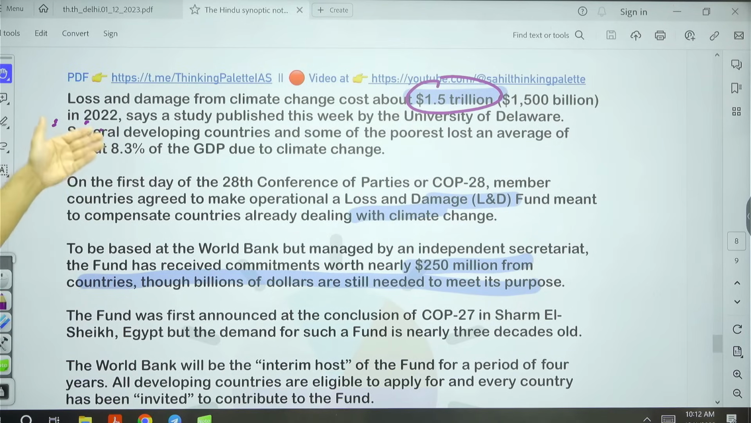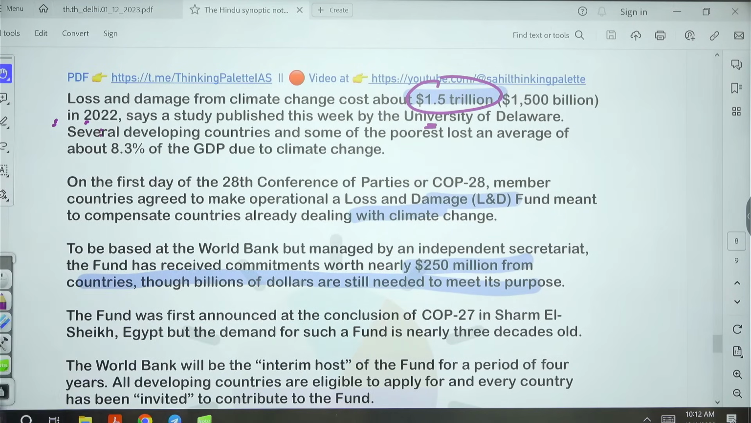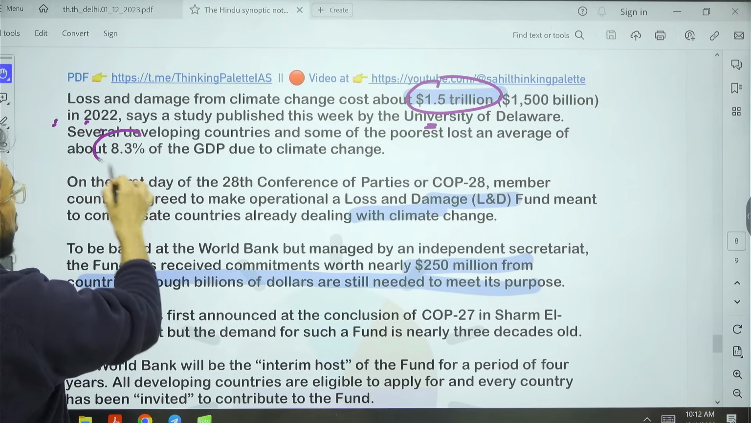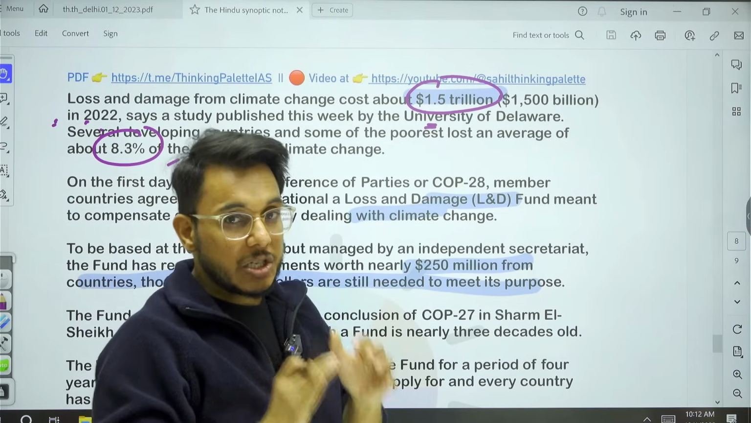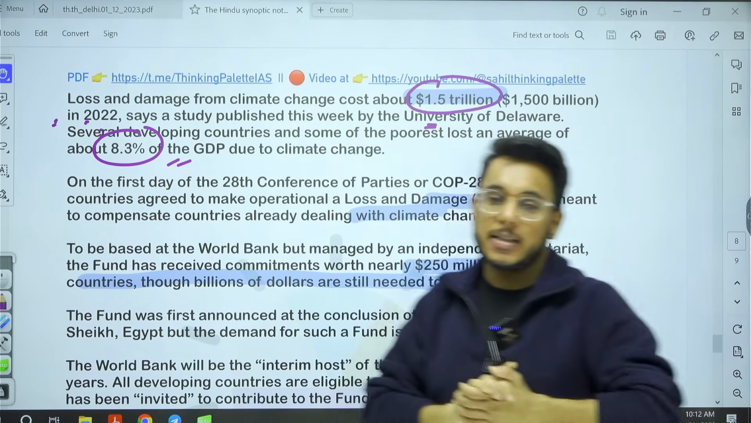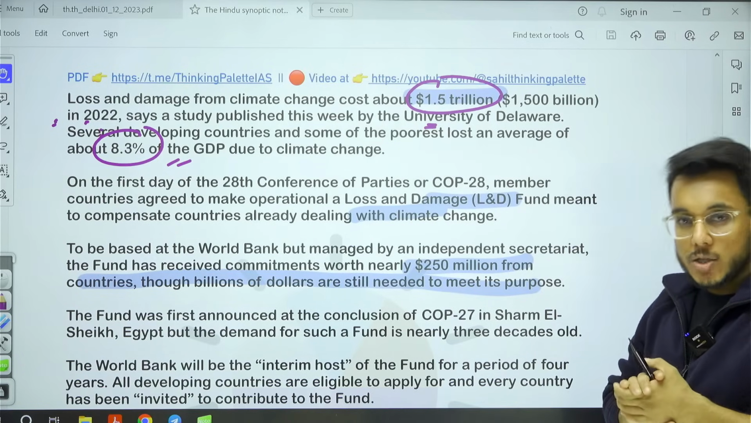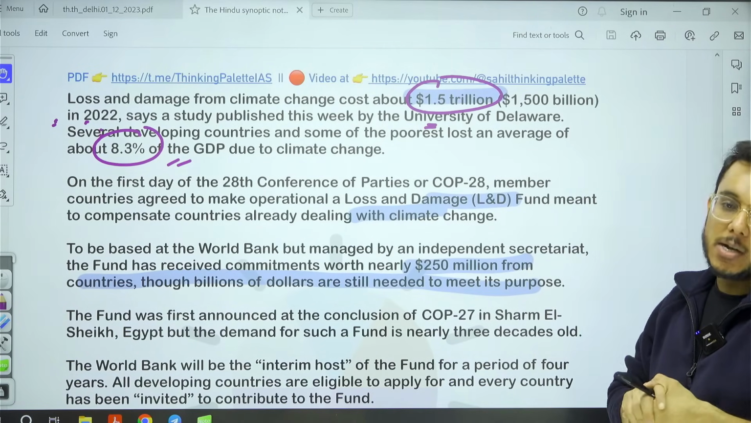And this is based on a study published by the University of Delaware. It is being said that many developing countries will see a loss of around 8.3% of their GDP due to climate change. So these countries are to be compensated, and for that, this loss and damage fund was proposed and agreed in Egypt last year.